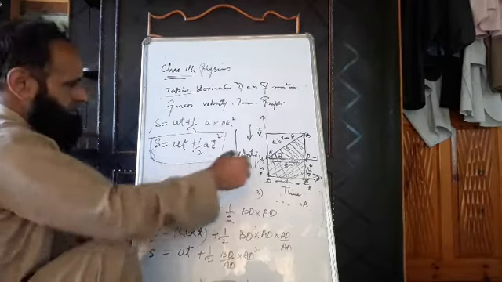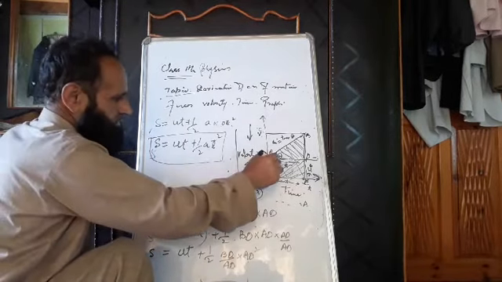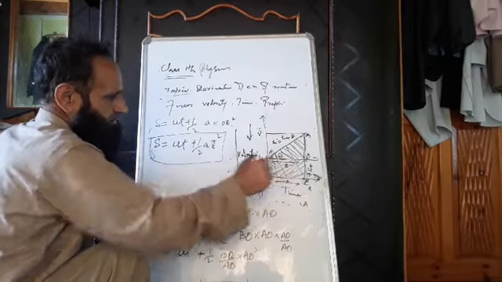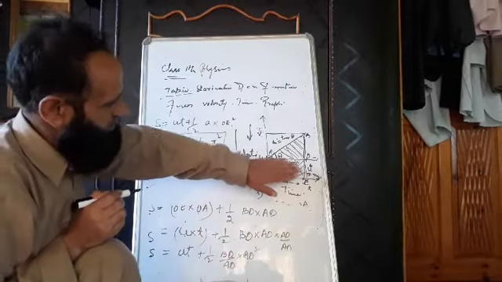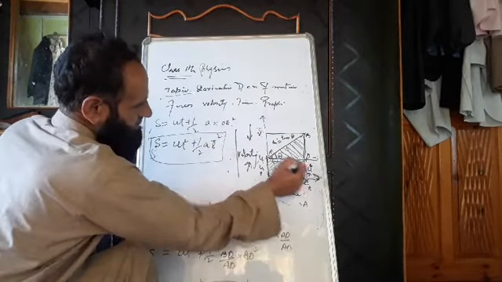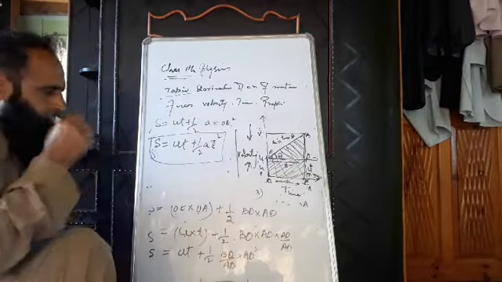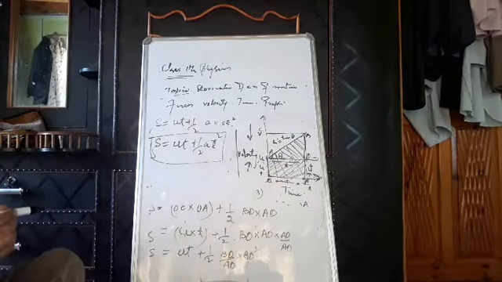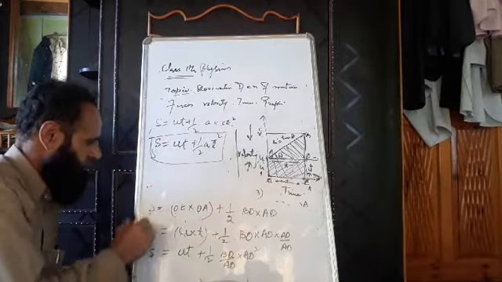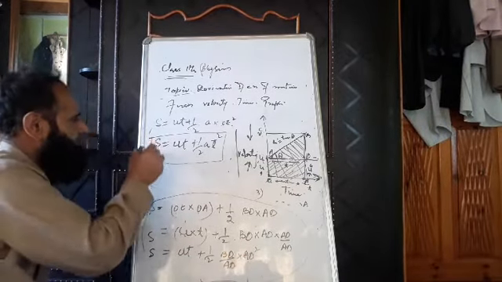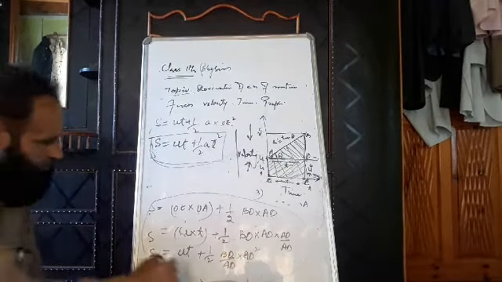Similarly, we have calculated the second equation. Our second equation was the whole distance covered, that is the area of this trapezium, made of this rectangle OADE and this triangle. We have calculated and derived this equation: S is equal to ut plus 1/2 of a t square.